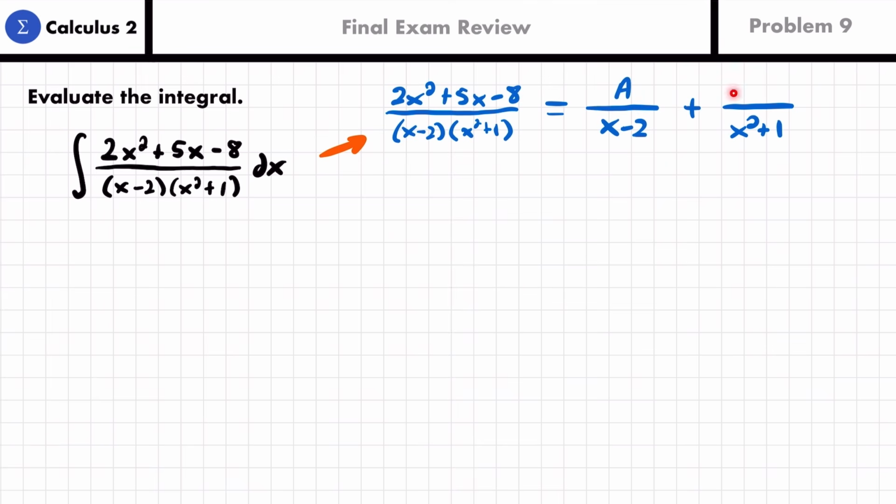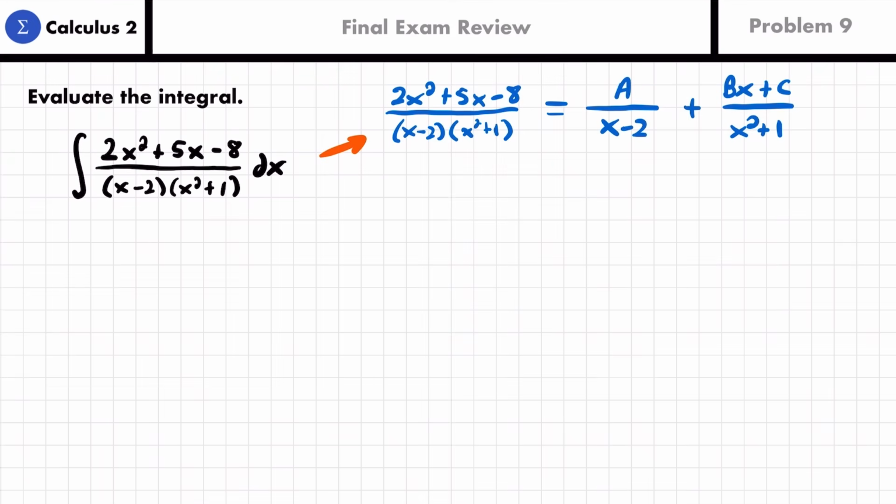Then for this fraction, the factor is a distinct quadratic factor, right? X is being squared, but the whole factor itself is to the power of 1. Right, we just have x squared plus 1 as a quantity. It's not being squared or anything like that. It is a distinct quadratic factor. And when you have a quadratic factor, the numerator needs to be a linear expression. So I'll represent that with a constant of b times x to the first power plus a constant term c.